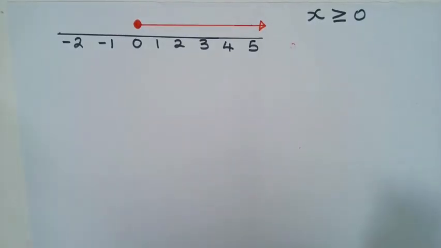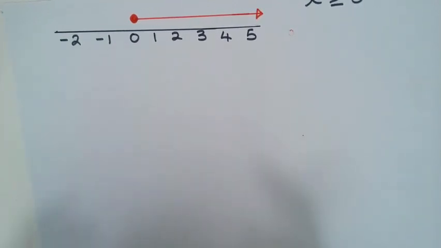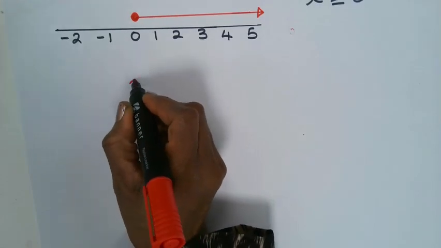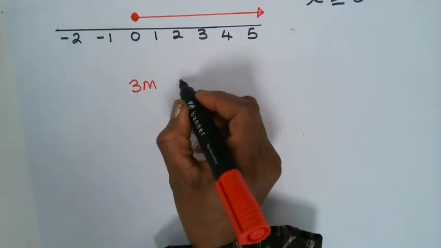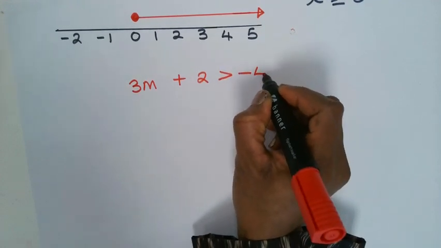Okay. So the next we're going to look at will be solving inequalities. The process to solve inequalities is the same as the process to solve equations, which uses the inverse operations to keep the equation or the inequality balanced. Okay, so let's say, for example, we've got 3m plus 2 is greater than minus 4.